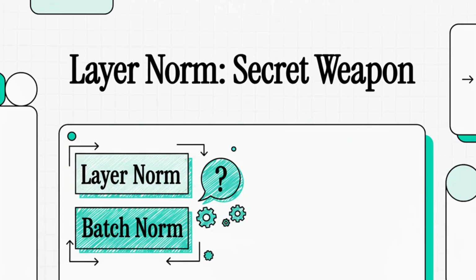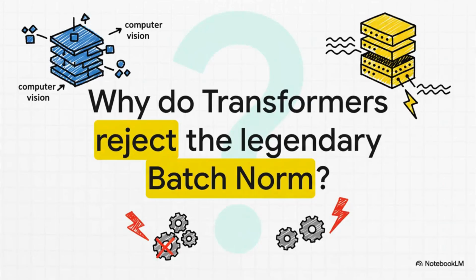Deep inside every transformer model, there's a kind of secret weapon that helps make the whole thing work. It's called normalization. But when you look closer, you find this really fascinating puzzle, a battle between two different techniques, layer norm and the absolute legend, batch norm. Okay, let's really get into this.